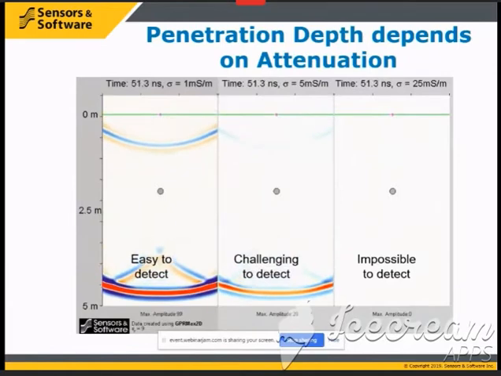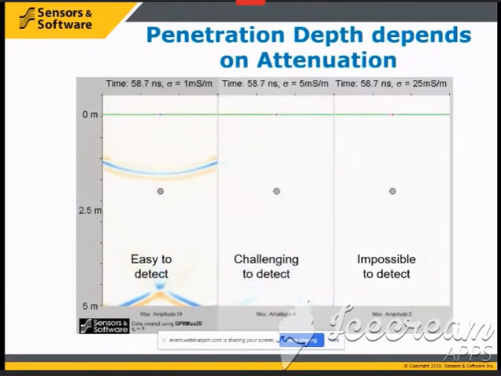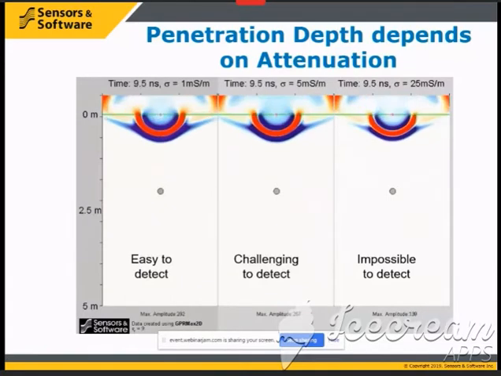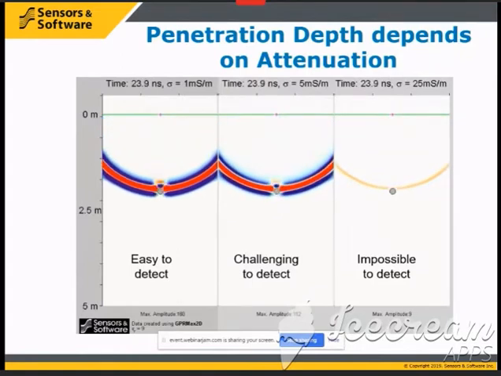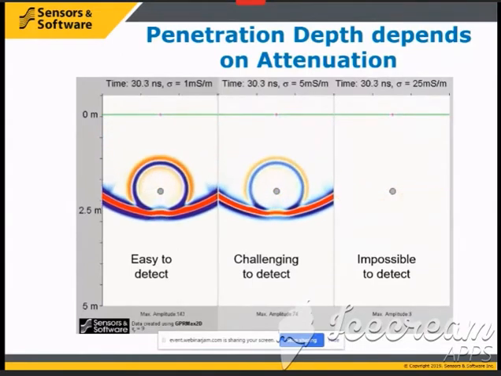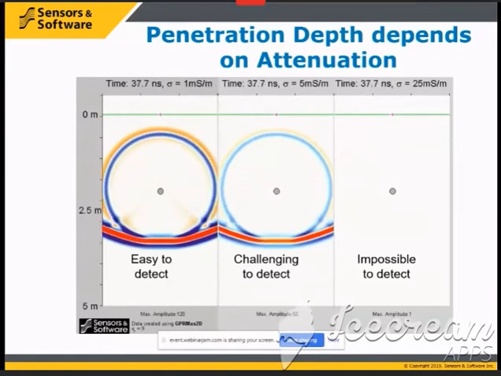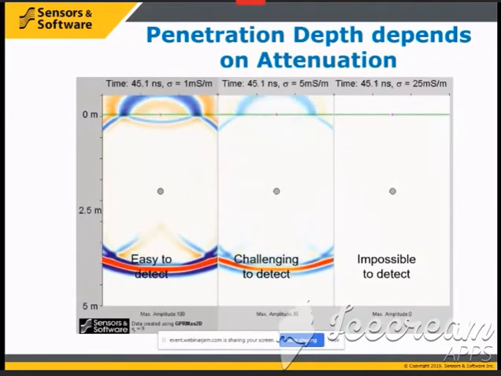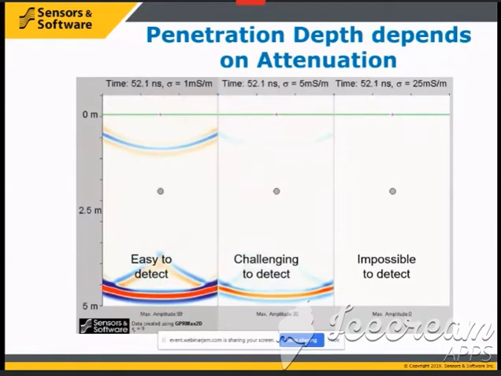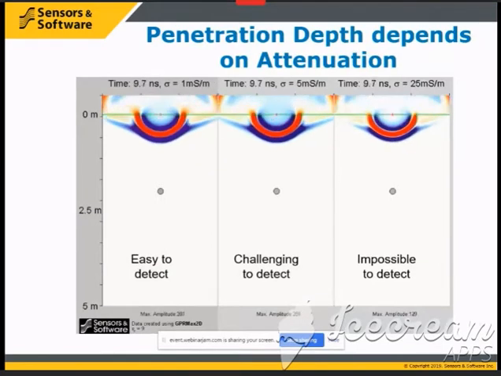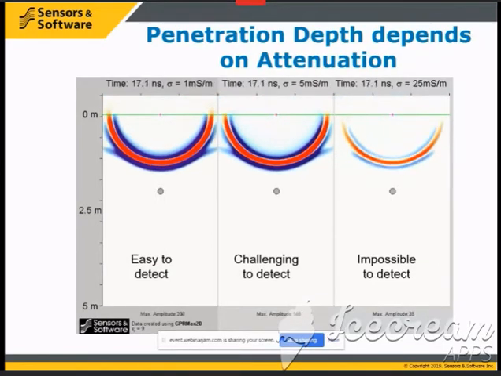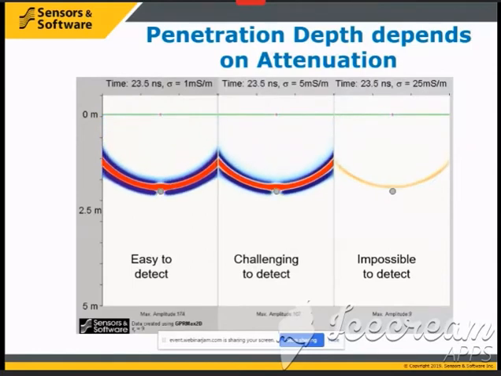On the right is unfortunately what many soils are like. They have high electrical conductivity and absorb the GPR signal quickly. In this case, the GPR energy makes it down to the object and reflects, but it's completely absorbed before it makes it back to the surface. This object is invisible to GPR. Most GPR practitioners have been in this situation, trying to explain to the client why the GPR did not find the object they're looking for. The culprit is often soils with high electrical conductivity.